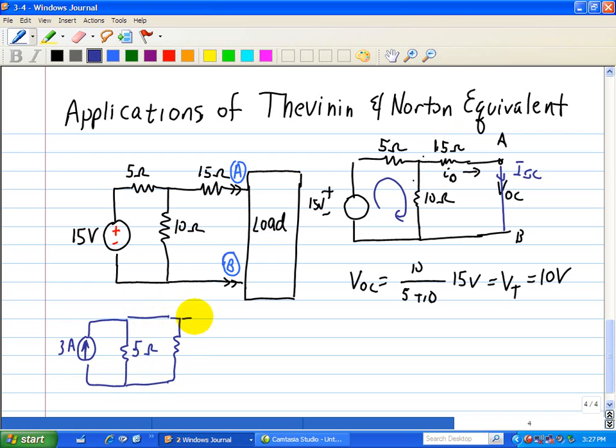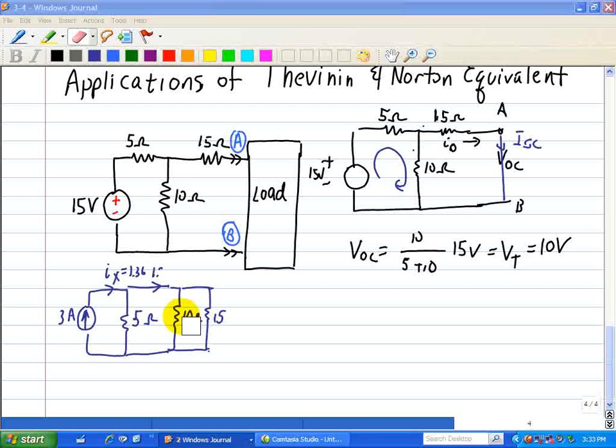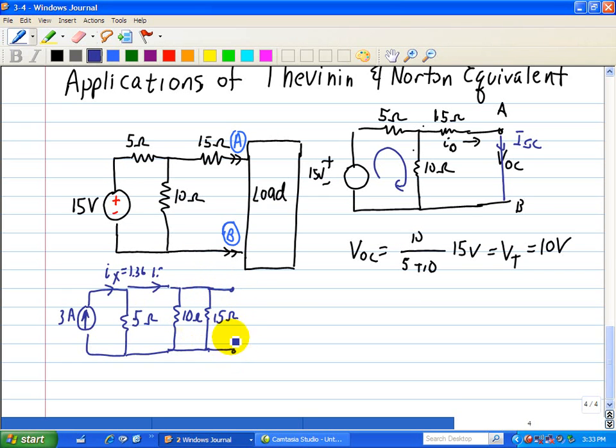But this is connected to now a parallel combination between the 15 and 10 ohm resistor. So what we have here is the 10 ohm and then the 15 ohm. So we see here that the 10 ohm and the 15 ohm resistor are connected in parallel between A and B. Well, the product of 10 times 15 over the sum is our equivalent resistance. Equivalent resistance of 6 ohms.